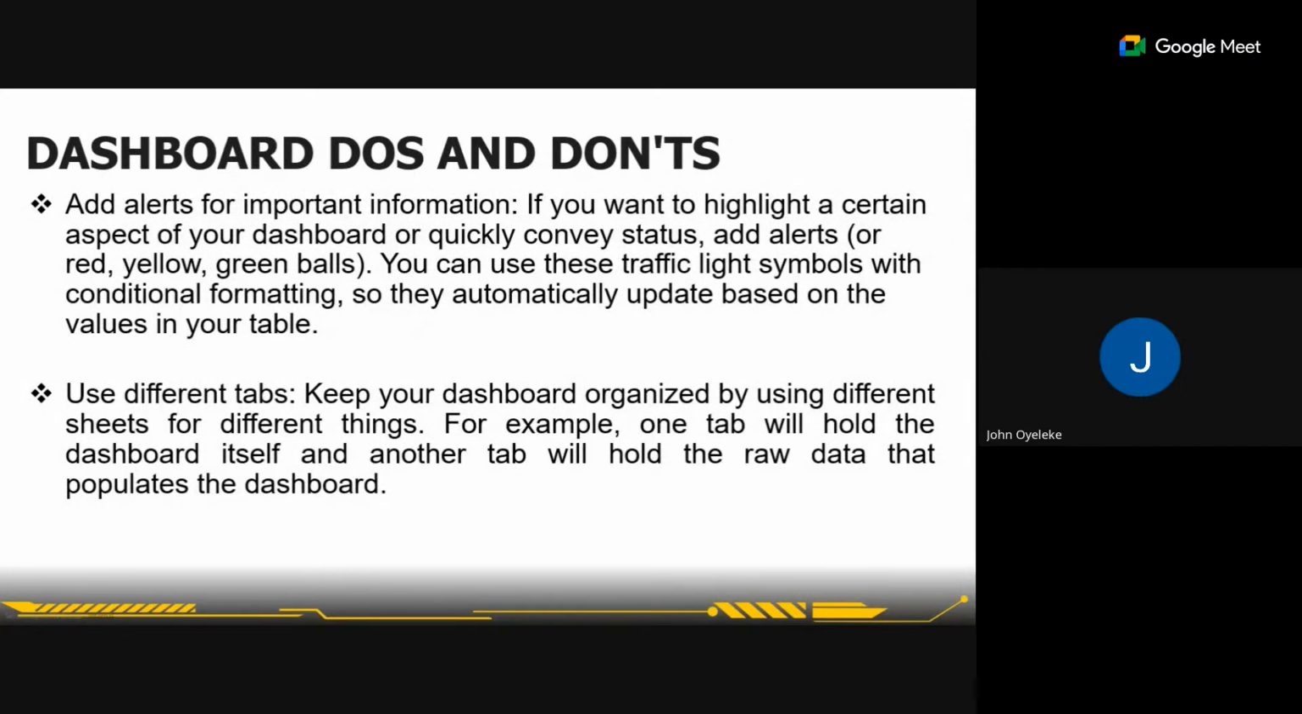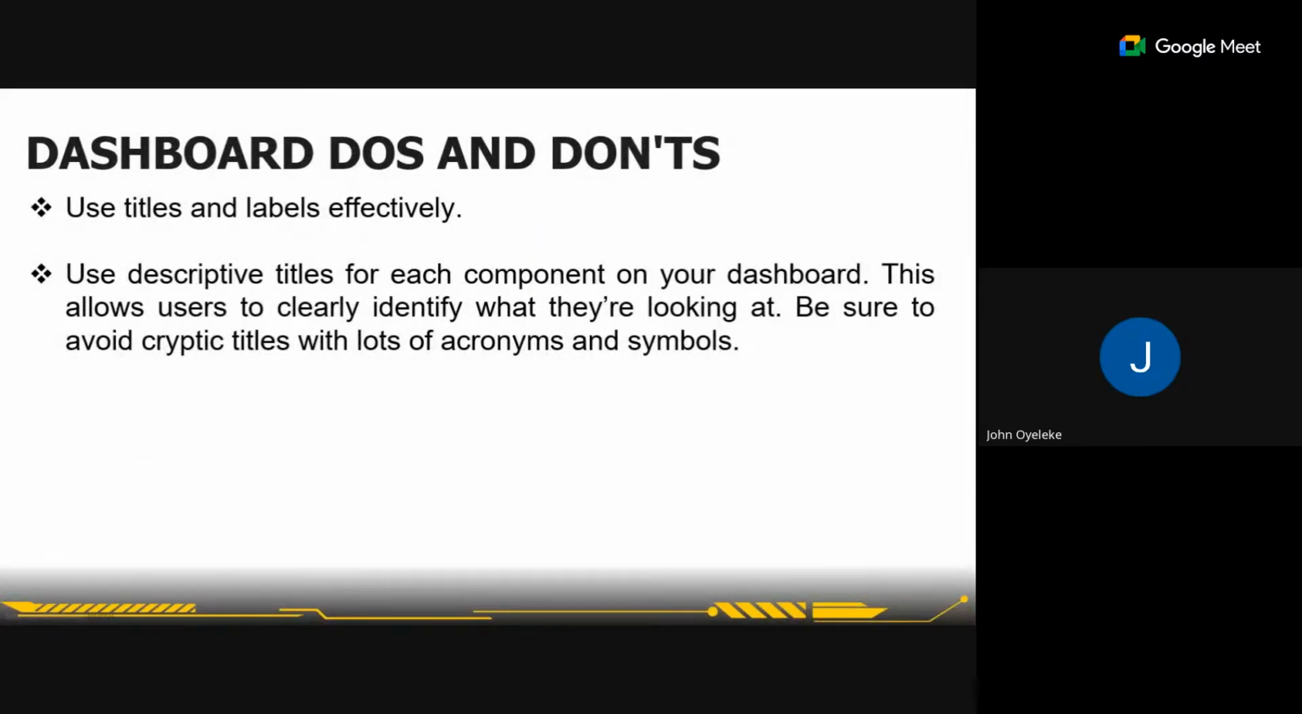Because last but not least for important information, there's what we call conditional formatting. You can use conditional formatting to add alerts so that people can easily understand what you are doing. And of course, use titles and labels effectively. Use the appropriate type for each component on your dashboard. Don't just put charts and not label them adequately. So put titles that can describe what you have done. Okay, so these are the things that you try to do.